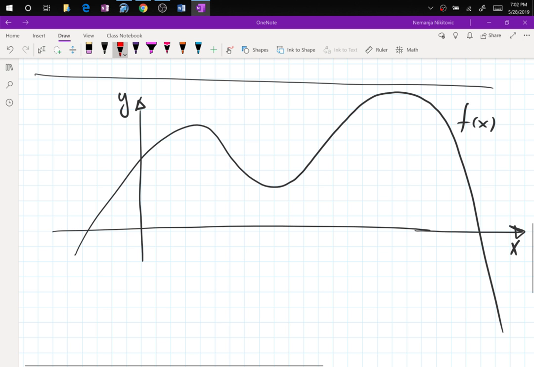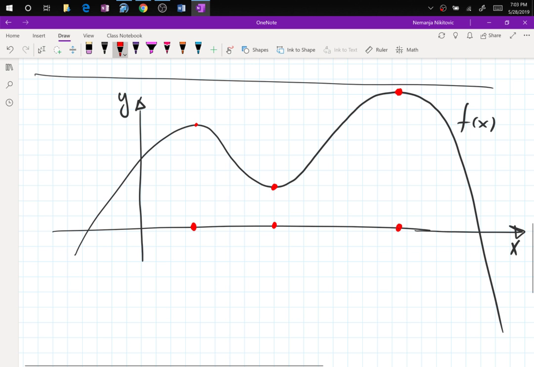So the way we do this is, here is a max, so the derivative has to cut through the x-axis there. Here is a min, it has to cut through the x-axis there. Here's another max, it has to cut through the x-axis right there.